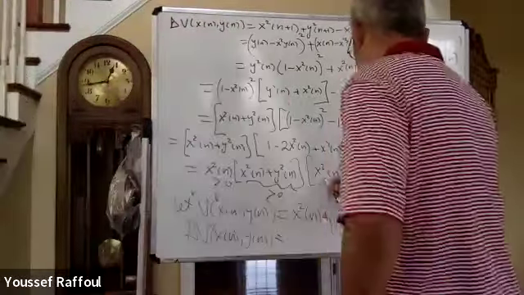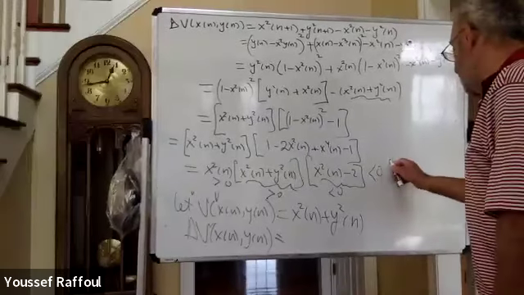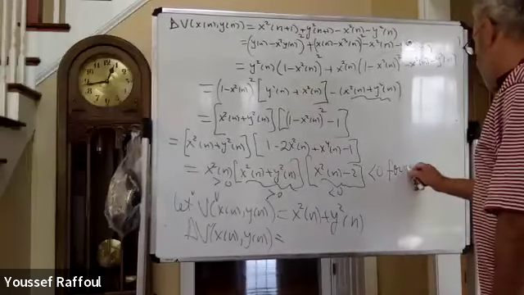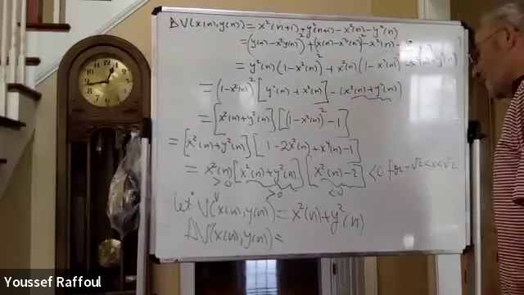Now, we want this to be less than 0, so this is less than 0 for minus square root of 2 less than x less than square root of 2.